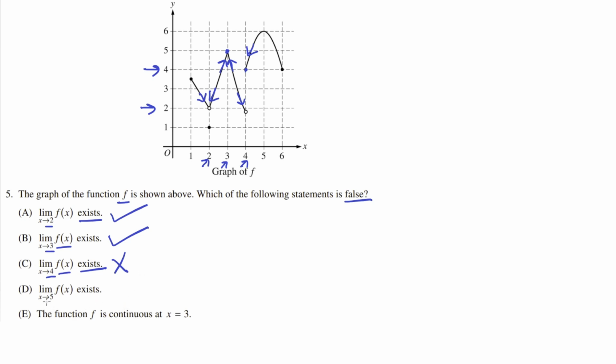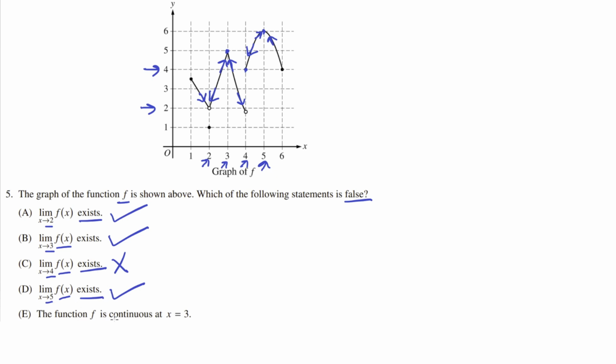D says the limit as x approaches 5 of f of x exists. So if we look at an x value of 5, as we approach x equals 5 from the left, we approach a y value of 6, and from the right, we approach a y value of 6. So the left and right limits both approach the same y value. So D is also true.